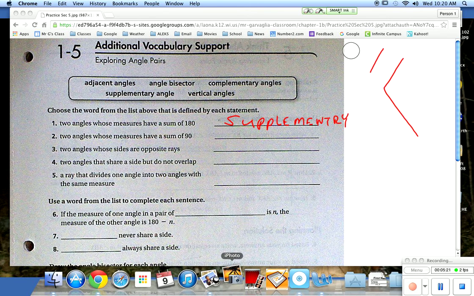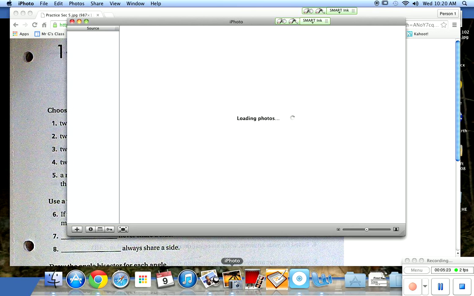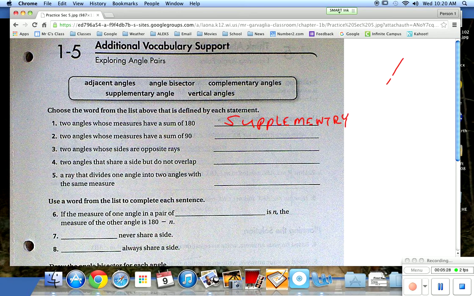Two angles that add up. It does that because when you hit something, you accidentally touch the iPhoto. I know, I'm doing something in here.